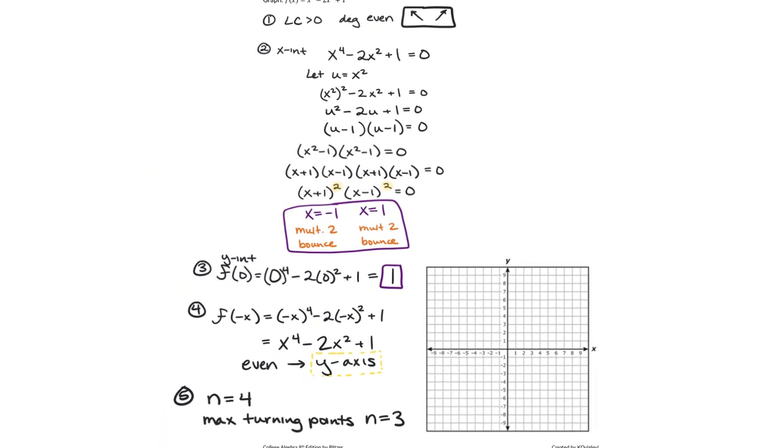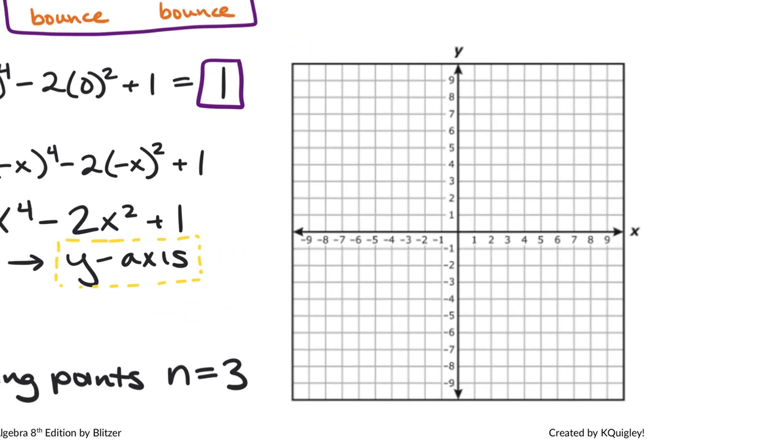From the beginning, we know that the end behavior is rises on the right, rises on the left. So I'm going to go to the end of my graph, and I'm going to put rises on the left, rises on the right. I know from step 2 that I have an x-intercept at -1 and at 1. And at both of those places, it's going to bounce, touch and turn, and go back up. Step 3 told me that I have a y-intercept at 1. Step 4 told me that I should be symmetrical across this y-axis.